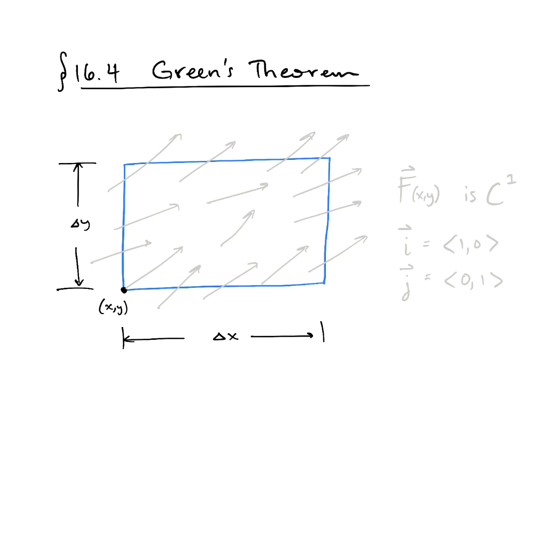Now, we have this little blue rectangle, which you're imagining has its bottom left corner at location x comma y, and it's tiny. It's delta x by delta y. So this is one little tiny piece of a very fine grid that's happening in the xy plane.